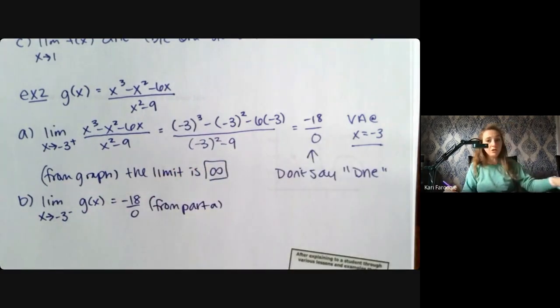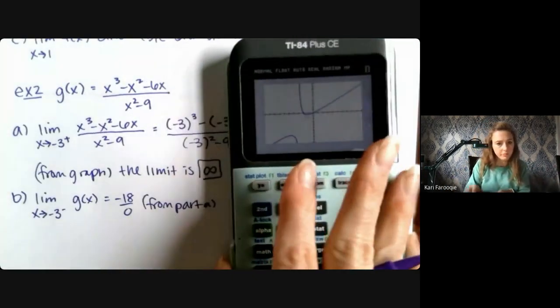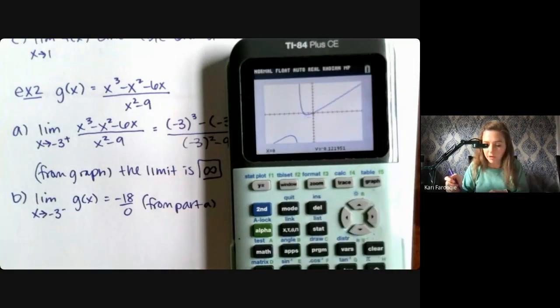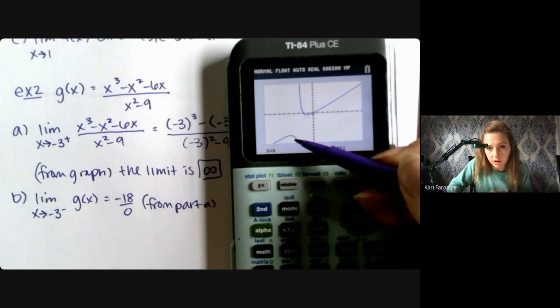So what we're going to do is look at the graph and just see what's happening to the value of the limit. We just looked at this a minute ago. As x is approaching -3 from the left, your graph is heading down.